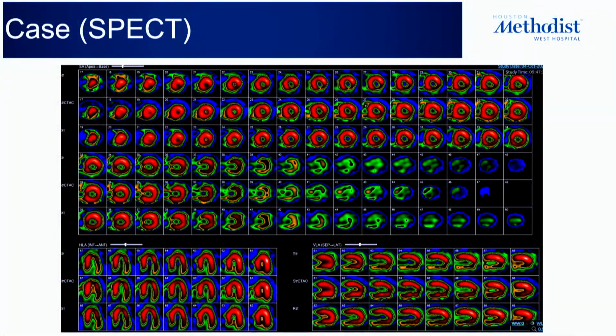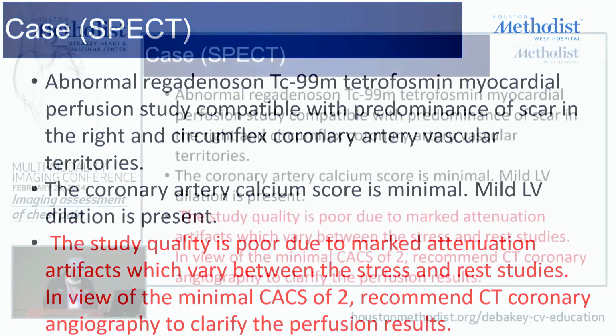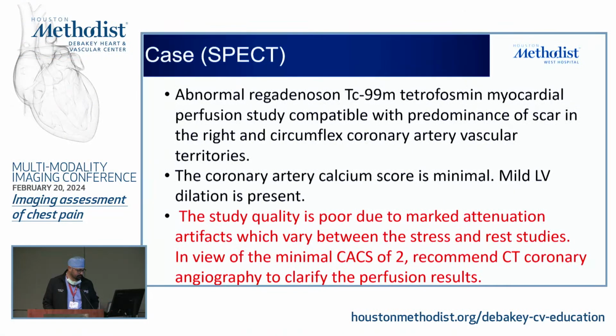Okay, thank you. I like the report. The report was very interesting. Basically, it stated the study quality is poor due to marked attenuation artifact, which varies between stress and rest, and in the setting of a calcium score of 2, we should proceed with CTA. In my humble opinion, I think we should have just gone to the coronary angiogram, but what do you think?